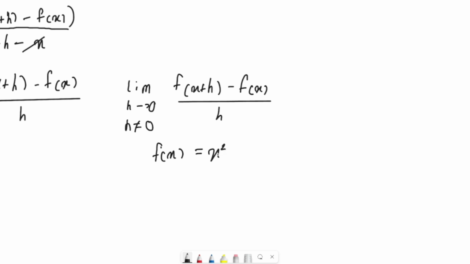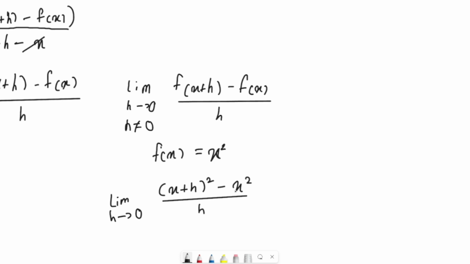So if the function is x squared, then for f of x plus h, I'll write this as (x plus h) whole squared, and for f of x, I'll write this as x squared, and h remains the constant. And you can't forget to write the limit at the start. It's not necessary to write this each time, I'm pretty sure, but try to write it. So you have the limit here, and this is for the function x squared.